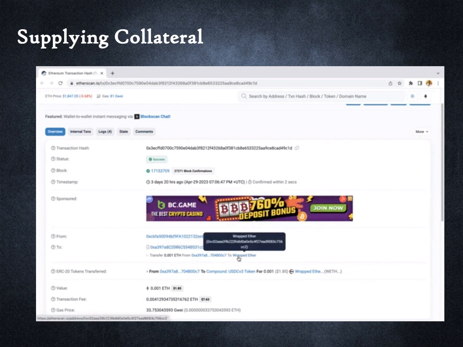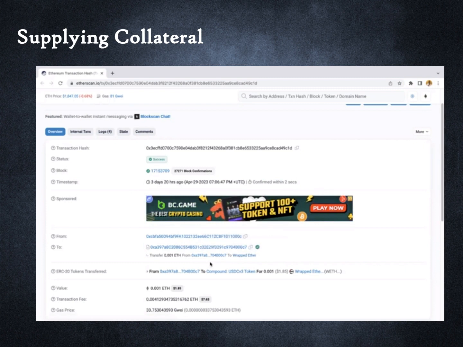This Wrapped Ether token conforms to ERC20 standards. The Wrapped Ether token received was in turn transferred to the main Compound smart contract address. These steps appear complicated. Hence, I will simplify what happened visually in the next slide.